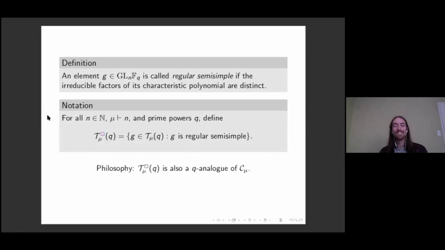Okay. That is the Young diagram for the unique partition of 1. And so basically that just means I'm thinking about polynomials showing up at most once. And like I said, as Q gets large, this is an arbitrarily large proportion of GLN(F_Q). So I'm still going to think about these as a Q analog of C mu. And in fact, geometrically, I find them a much more believable analog.